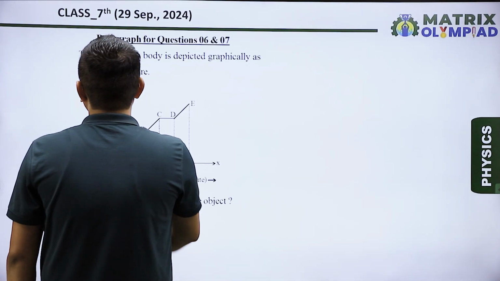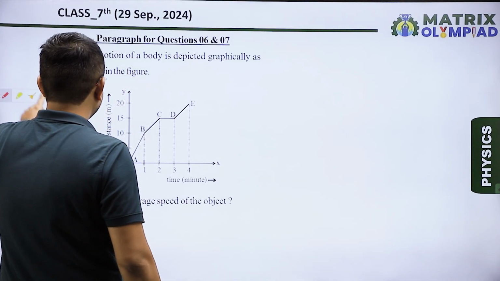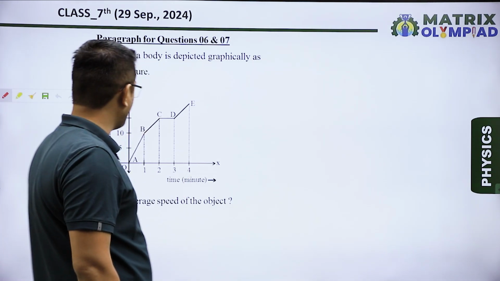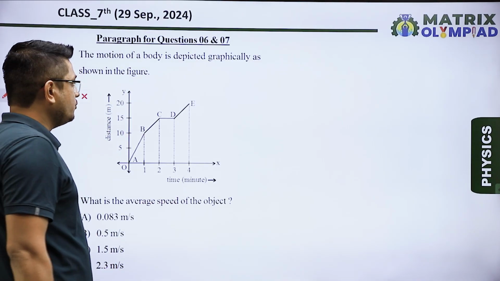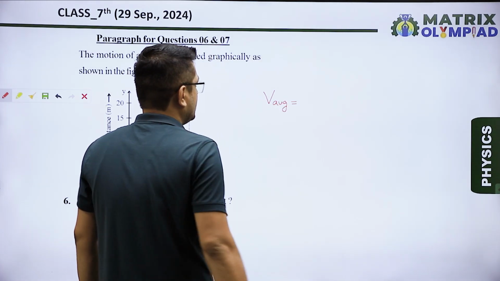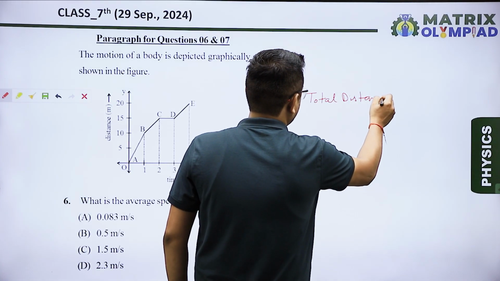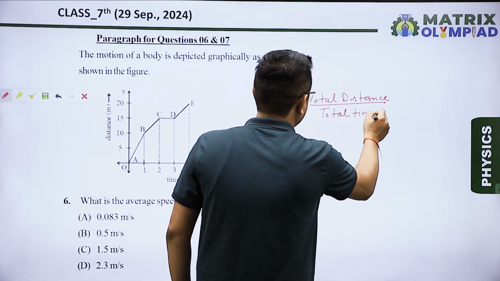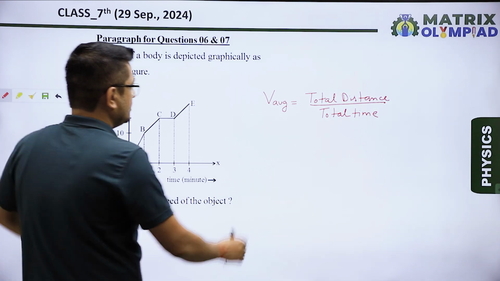Next question is based on a paragraph. In this question there is a paragraph in which a distance and time graph is given for an object, and it is asked what is the average speed of the object. So we know that average speed of any object, V average, is equal to total distance traveled divided by total time taken. From the graph, as we can see, the total distance traveled is 20 meter.